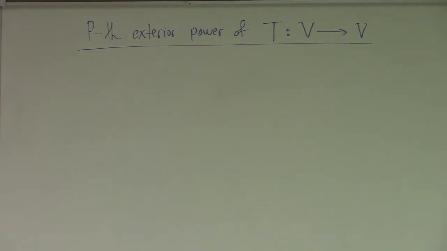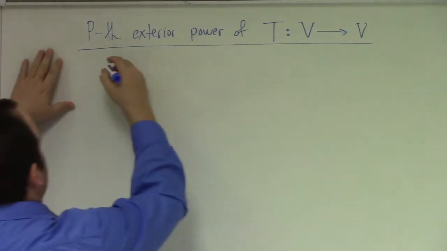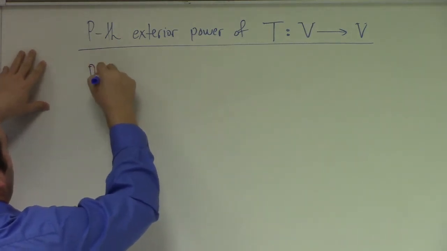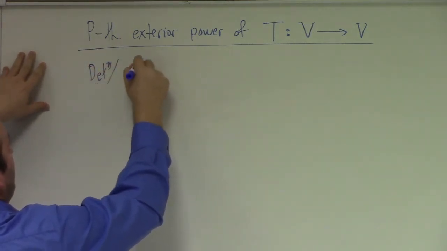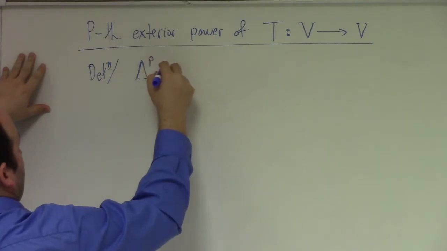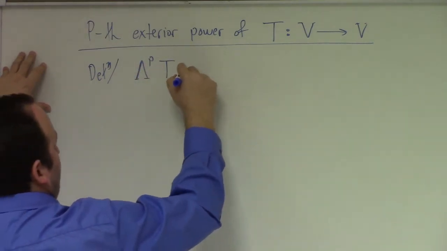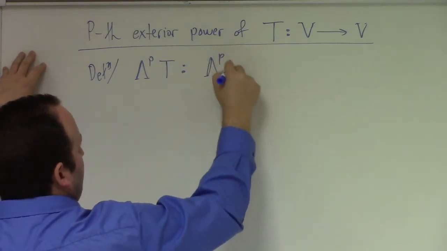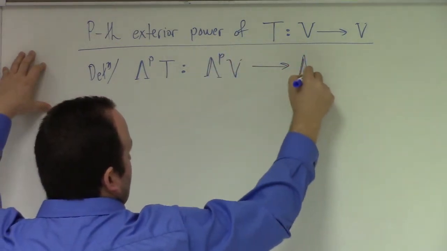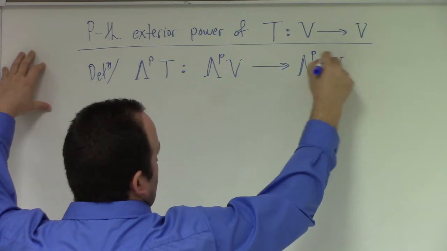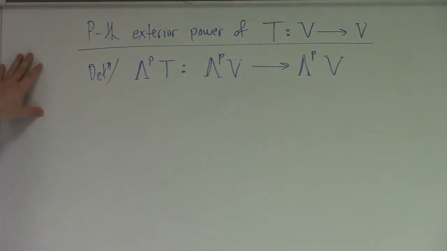Pth exterior power. So I want to look at a linear transformation from V to V. I want to talk about how you can extend this to a linear transformation from P vectors to P vectors. So you do have a homework problem on this one. So the Pth exterior power of T is a mapping from P vectors to P vectors. And how do you define it?